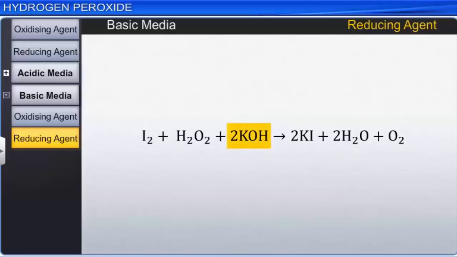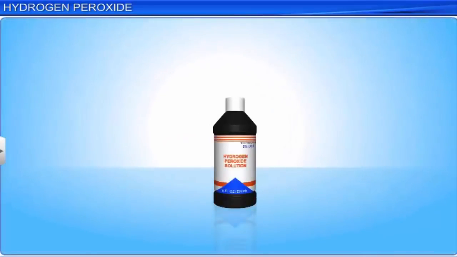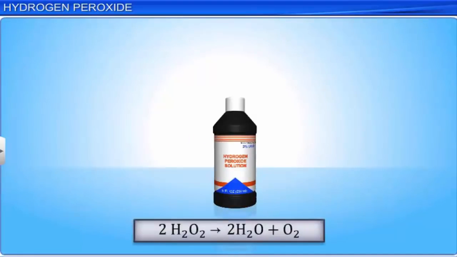On exposure to light, hydrogen peroxide undergoes slow decomposition to form water and oxygen. Metals and traces of alkaline compounds hasten this reaction. And this is why hydrogen peroxide is always stored in plastic bottles and kept in the dark.